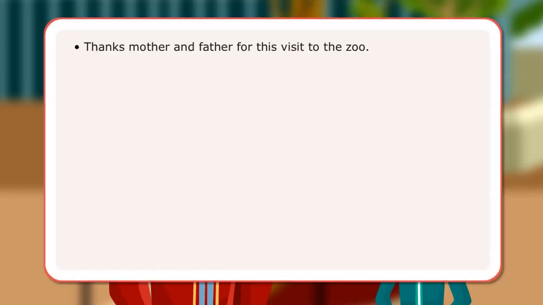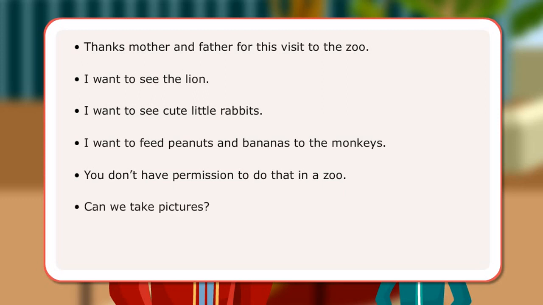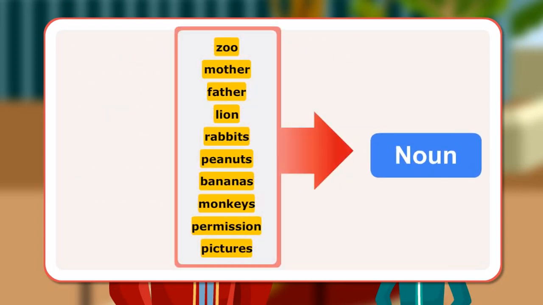In the conversation, the family use names for person, animal, place, thing, or idea. The words zoo, mother, father, lion, rabbits, peanuts, bananas, monkeys, permission, pictures are examples of nouns.